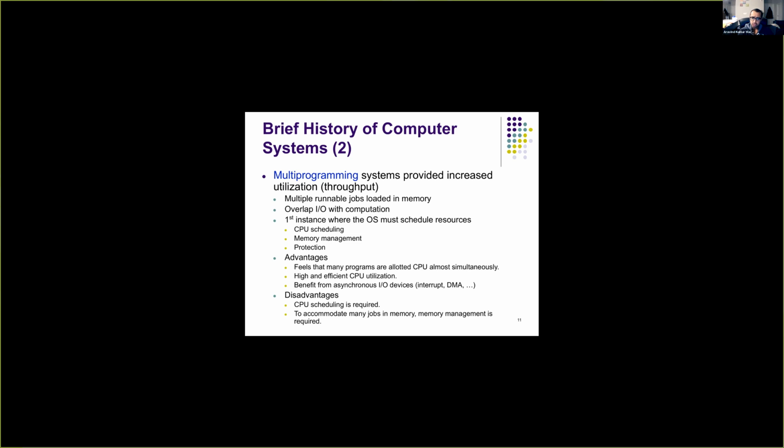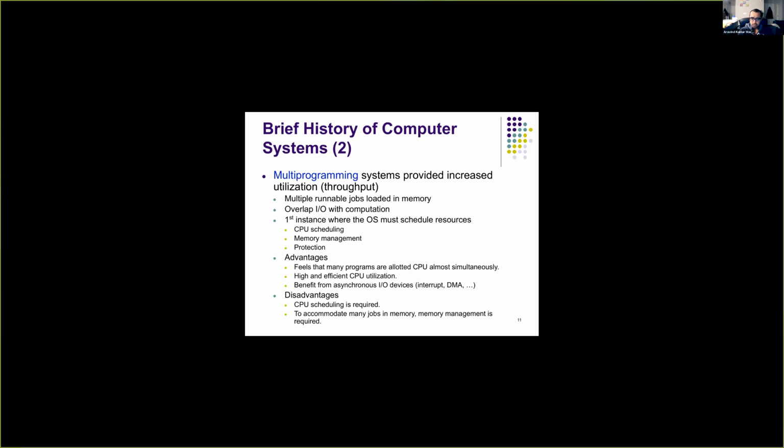The advantage of this system is efficient utilization of the CPU, because now the CPU can switch between multiple jobs. So if a job is stuck, or it's waiting on input/output, or it's waiting on disk writes, the CPU can be switched to another job which might have something to run.